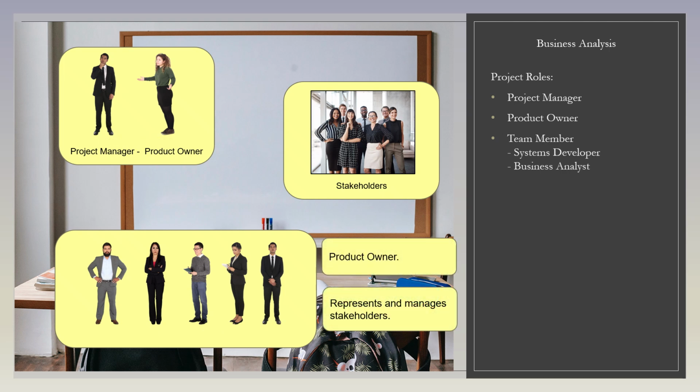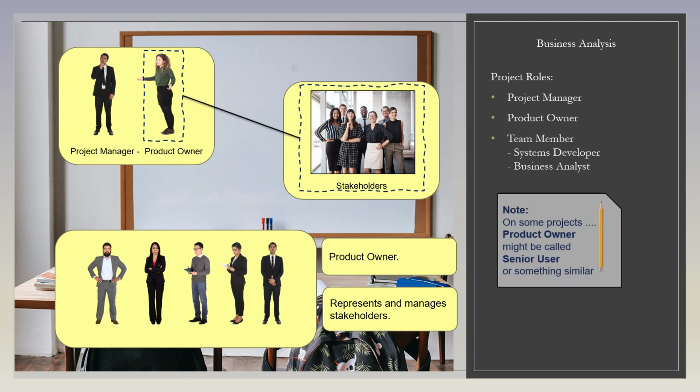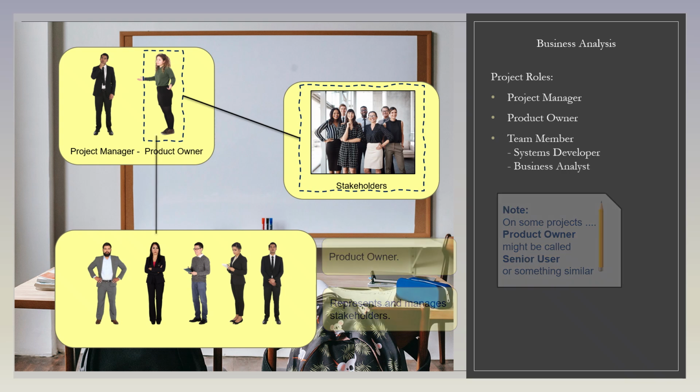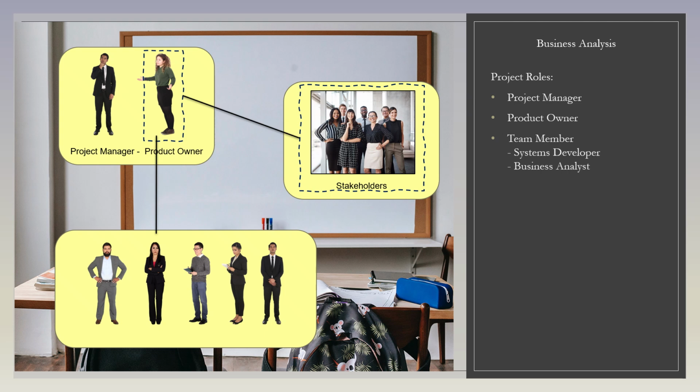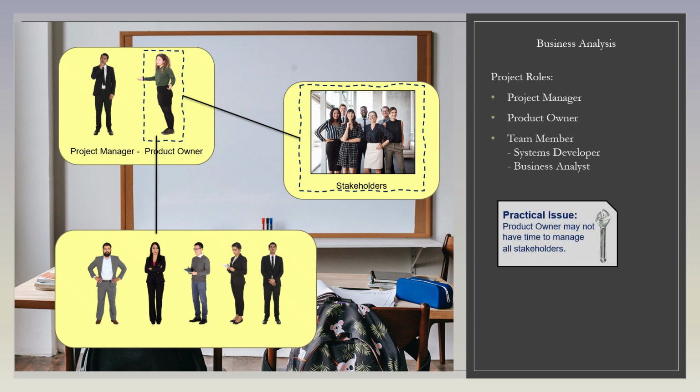Looking at some specific project roles, the product owner within the management team is responsible for representing and managing the stakeholders. So they will be a key point of contact with them. The product owner may not be able to, or even wish to, be the only person who deals with the stakeholders. And their role may sometimes be part-time anyway.